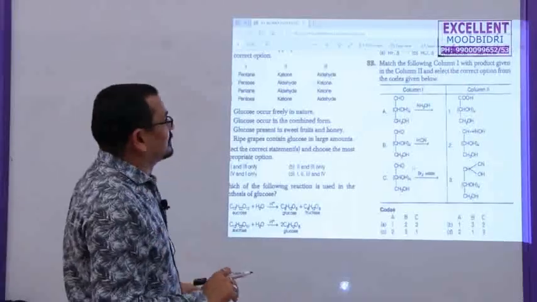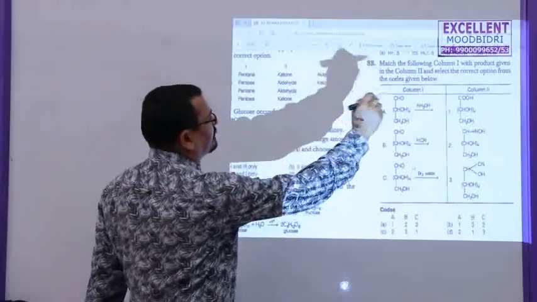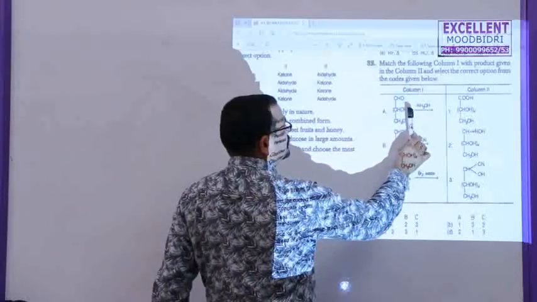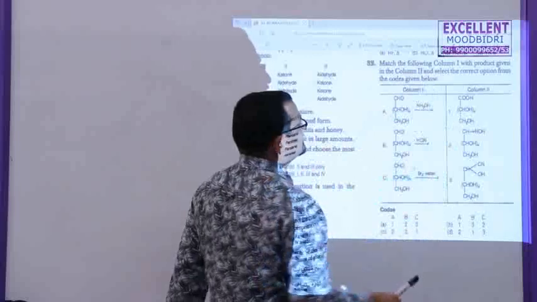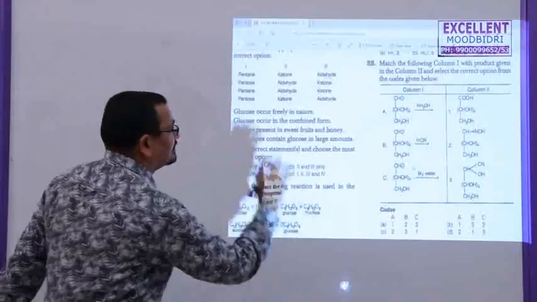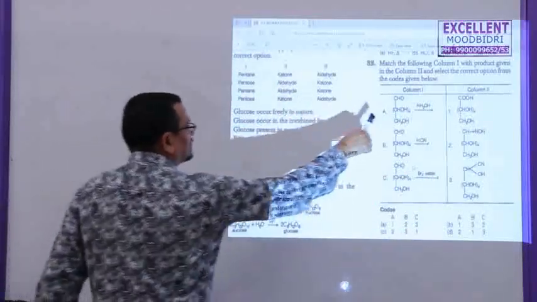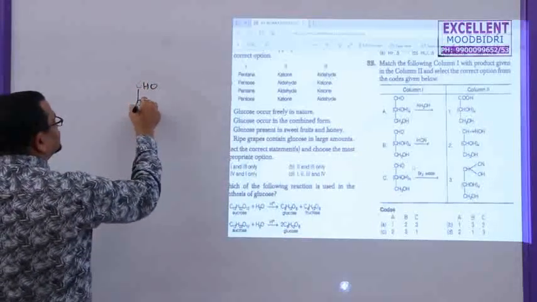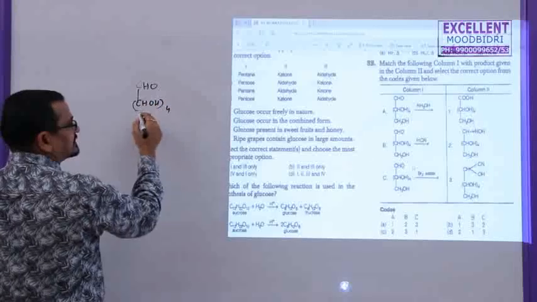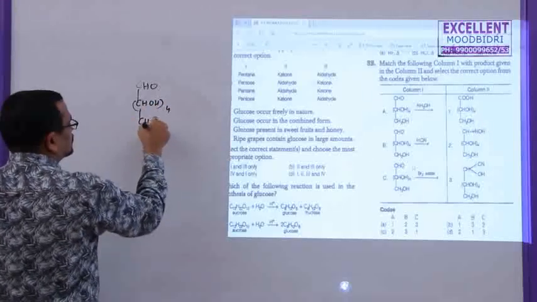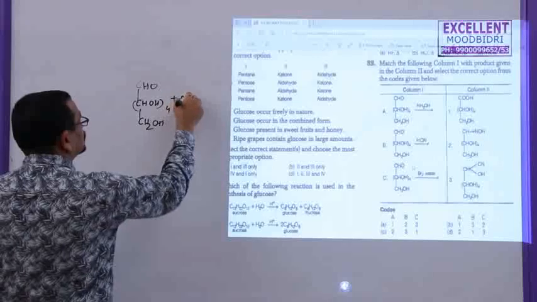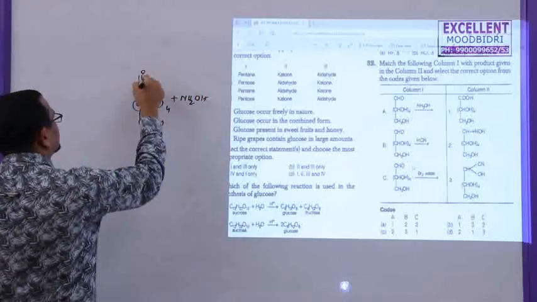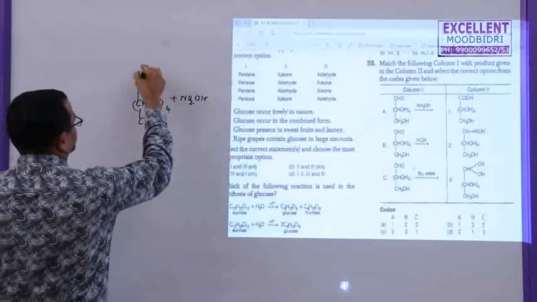Coming to the next question. Match the following column 1 with the product given in column 2 and select the correct option from the codes given below. The first one is a glucose molecule, given as CHO, CHOH taken 4 times, and CH2OH. Glucose molecule when treated with NH2OH, hydroxylamine. See, actually it is an addition followed by elimination reaction.